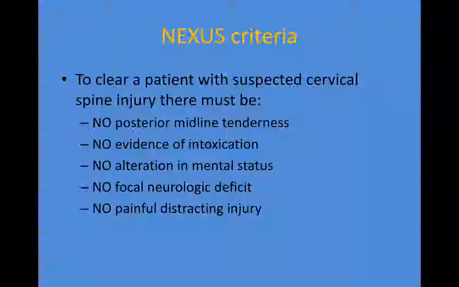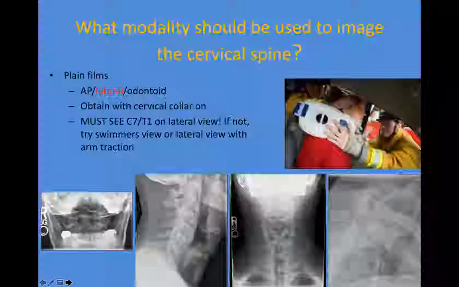Anyway, so we're on the NEXUS criteria. Basically the NEXUS criteria is just a way to summarize what we were just talking about. You have to have an absence of everything that we were just discussing. So no midline tenderness. They have intoxication as part of this because that plays into altered mental status. No focal neurologic deficit, and no painful distracting injury. Painful distracting injury being a significant fracture somewhere else in the body.